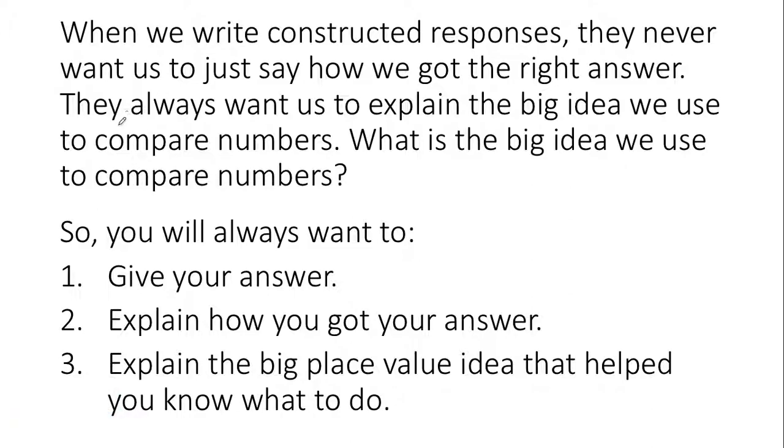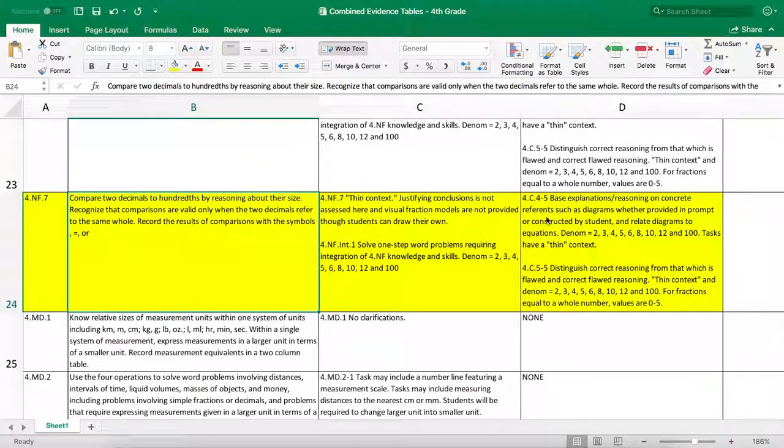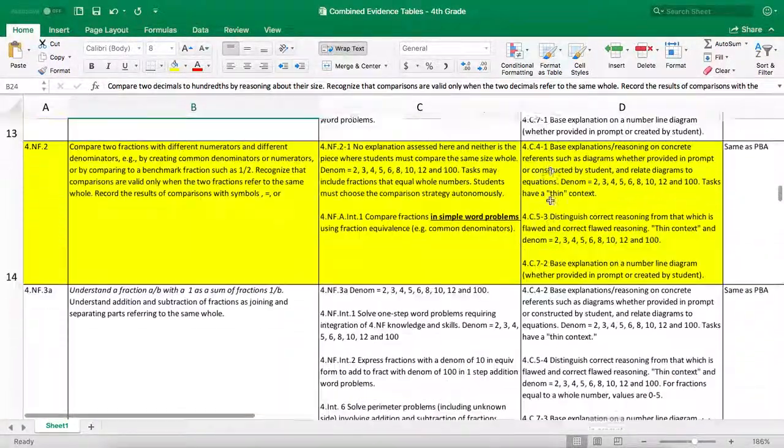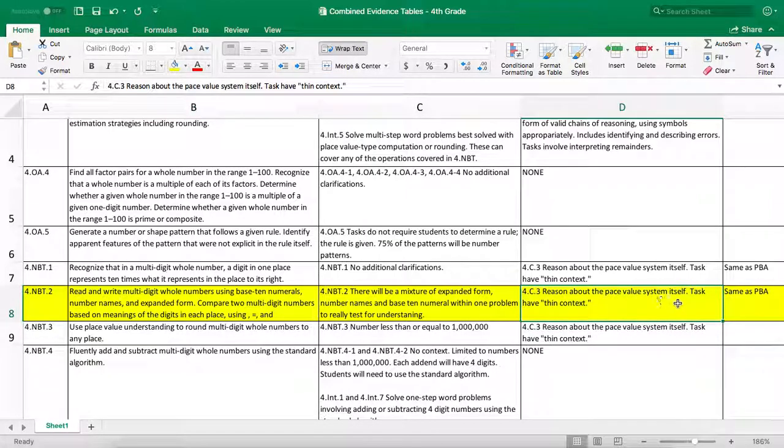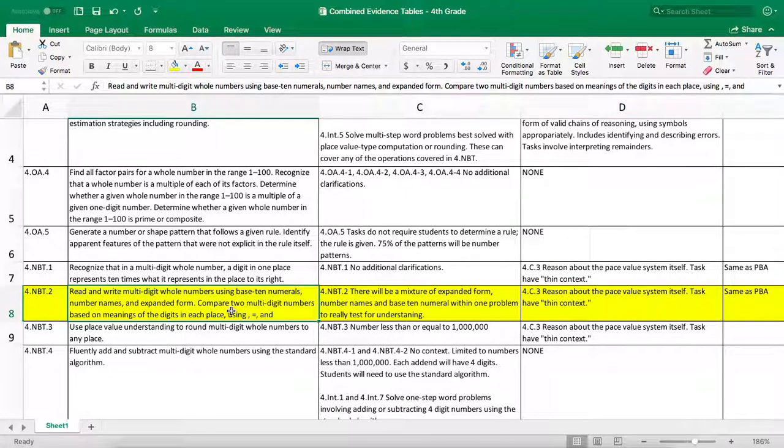But we shouldn't take that for granted. I don't trust that ANET wrote the very best directions. ANET sometimes leaves out the word explain. I don't know what PARCC even asks, but I know that their evidence tables in PARCC say that they want kids to justify their reasoning, to construct an argument. Let's go back up here. They want them to reason about the place value system itself. That's what they think of when they're talking about justifying their reasoning and constructing an argument. They're talking about the place value system itself, not just how to literally do this thing.